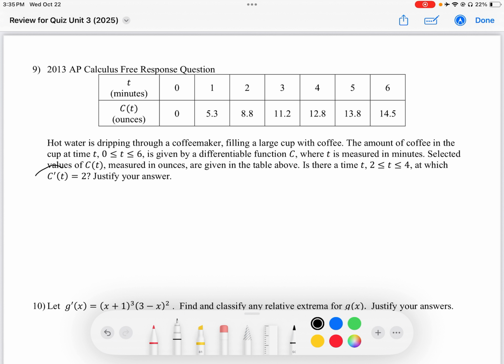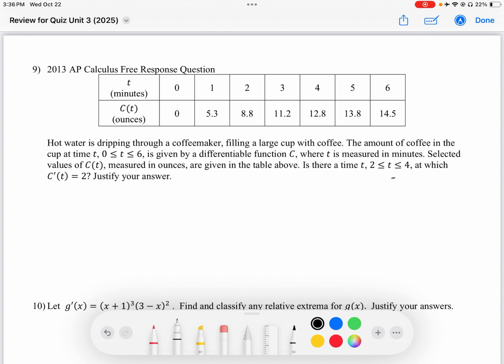Justify your answer. Okay, well, if C prime of t equals 2, we need to see if there is an interval, either the interval 2 to 4, or a smaller subinterval of that interval, where the average rate of change is 2. Because if the average rate of change is 2, then the instantaneous rate of change would have to be 2, right? This is 2 ounces per minute, right? It is how quickly it's dripping into the cup.